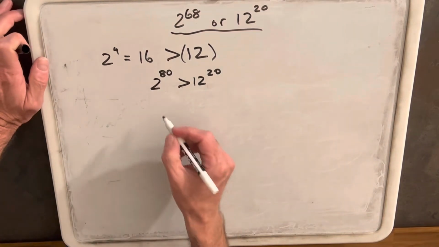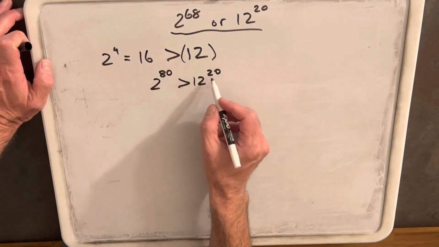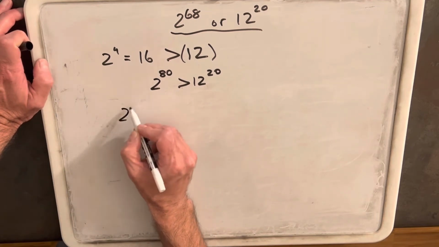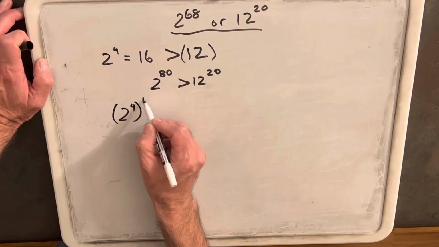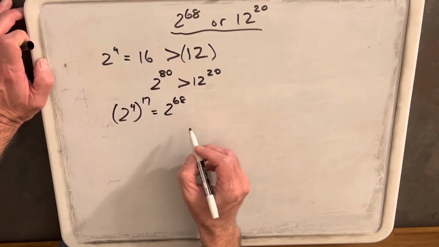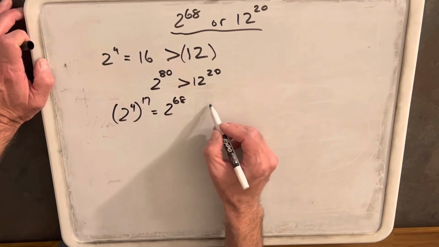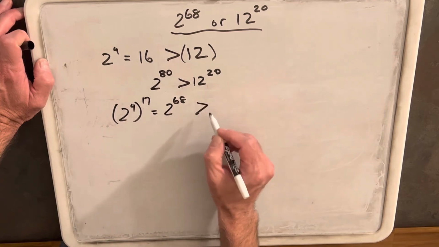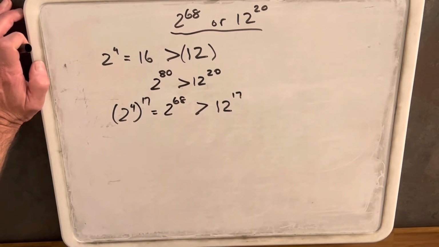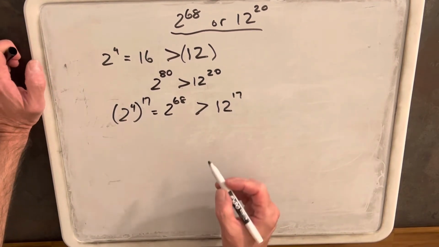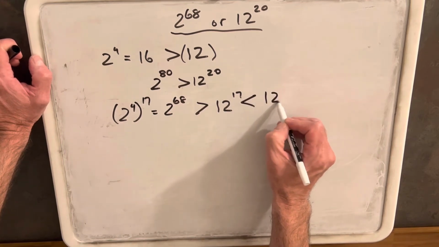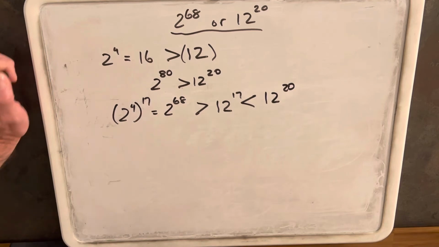Next thing we could try, this isn't going to work, but instead of taking this to the 20th power, we could take it to the 17th power. So 2 to the 4th to the 17th equals 2 to the 68. And if we do the same for 12, we can say 2 to the 68 is going to be bigger than 12 to the 17th. That doesn't really help us because 12 to the 17th is less than 12 to the 20th. So this isn't really working.